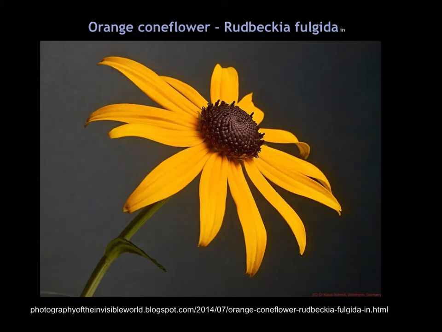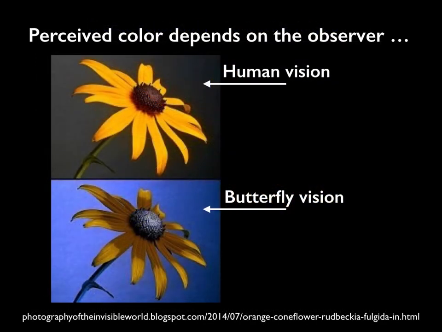This is a common result in nature. Tetrachromacy is demonstrated among several species of birds, fish, amphibians, reptiles, and insects. And these kinds of examples serve as an important illustration of how perceived color depends on the observer's visual system. So here, for example, you have the same orange cornflower viewed by two different organisms, the human visual system and the butterfly visual system.